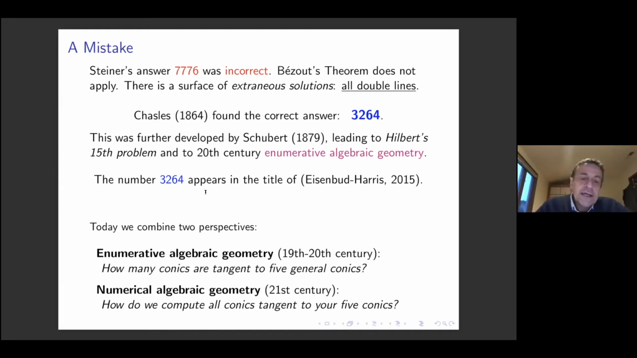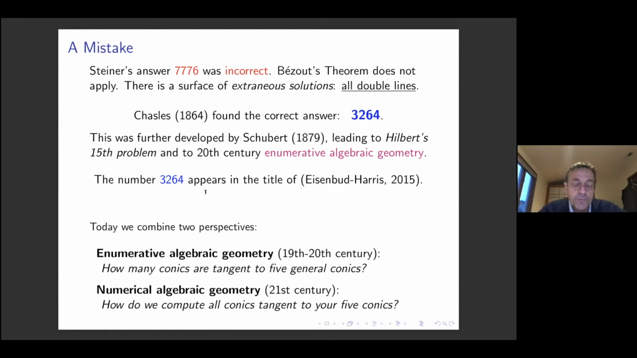What I'd like to do in the next 20 minutes is combine two perspectives. On the one hand, there's the enumerative algebraic geometry perspective. This is the development started by Steiner, Schubert, and others, culminating in the 20th century intersection theory. The question is, how many conics are tangent to five general conics?